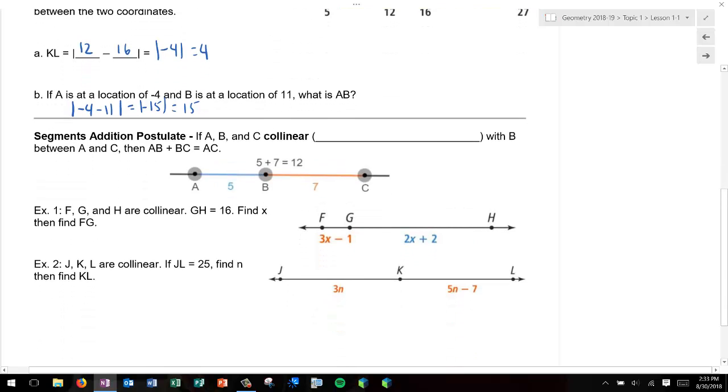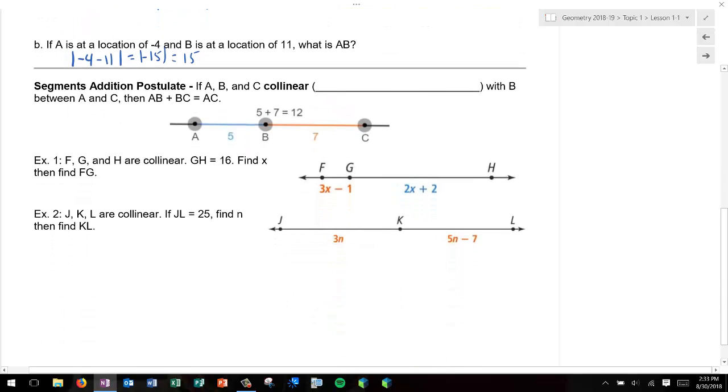Now, this gives us some use. We're not always going to deal with numbers, but it gives us the ability to measure segments given a large portion of a line. And we get to this first postulate, the first one that we can agree is true. And it says if A, B, and C are what's called collinear, or that they're on the same line, with B between A and C.